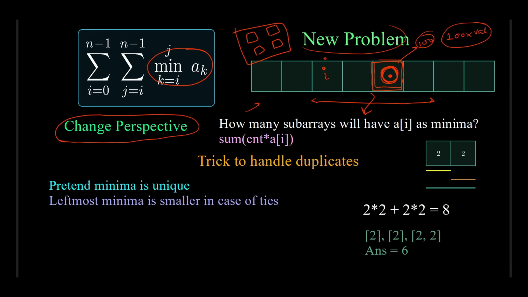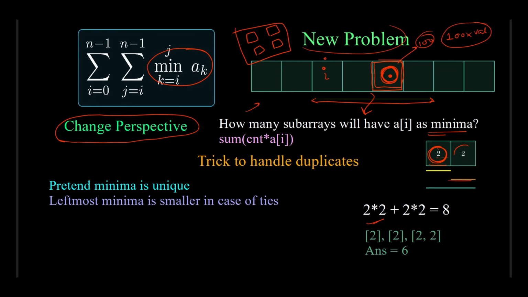But we have to be very careful with that approach, because you might end up having duplicates. For example, if you ask the question in how many subarrays the value 2 is the minima, you can see that it is in this subarray and this subarray. So 2 subarrays, so 2 into 2.